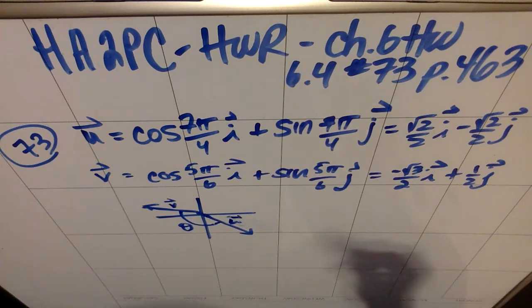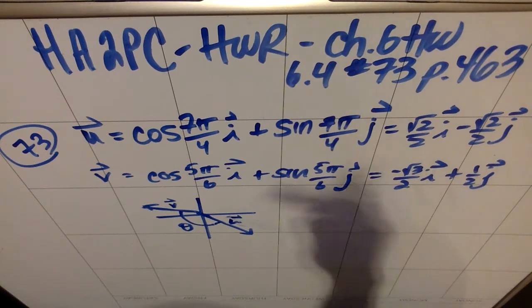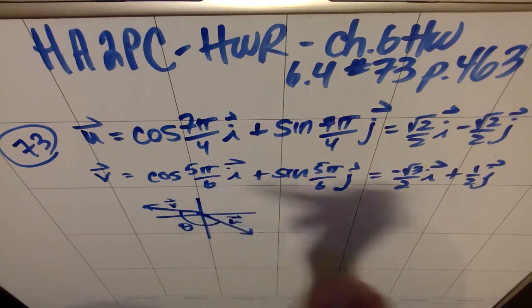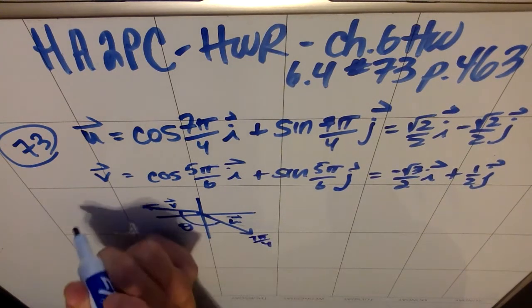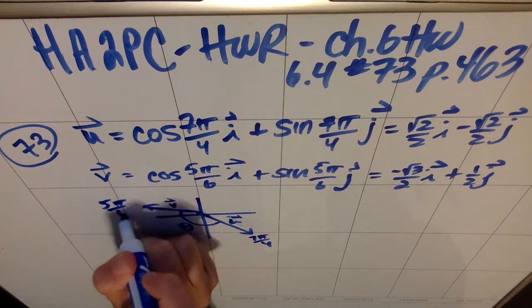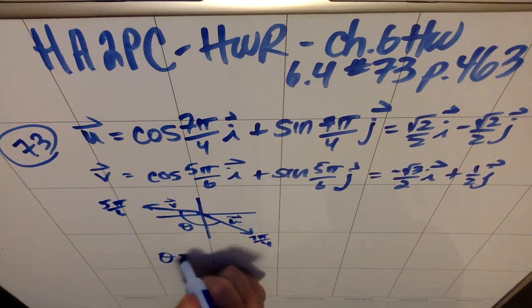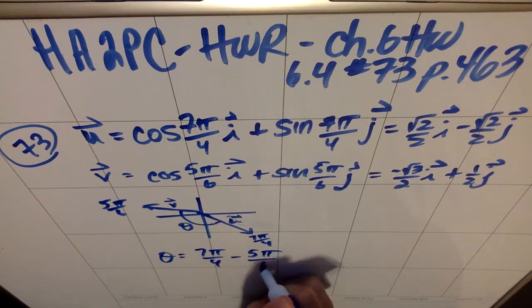Let's call that theta. They want the angle that is less than or equal to 180 degrees. So we don't want the other side of the angle. We want this angle right here. The easiest way to find that angle, since we already know that this angle is 7 pi over 4 and that this angle is 5 pi over 6, is without using a crazy formula. We can just say, wait a second, theta is this angle minus this angle.